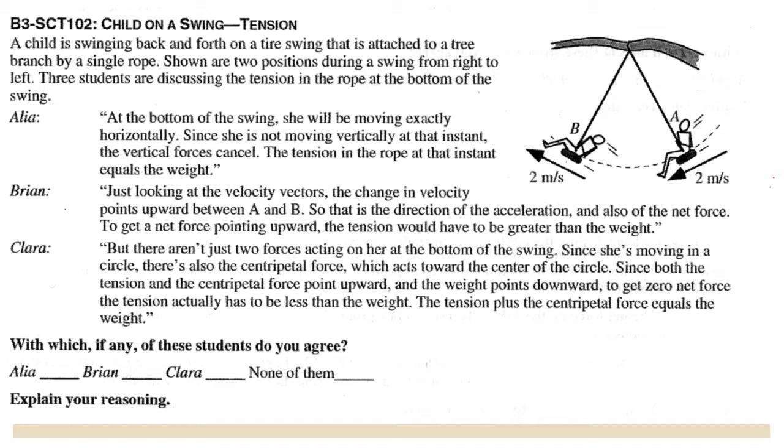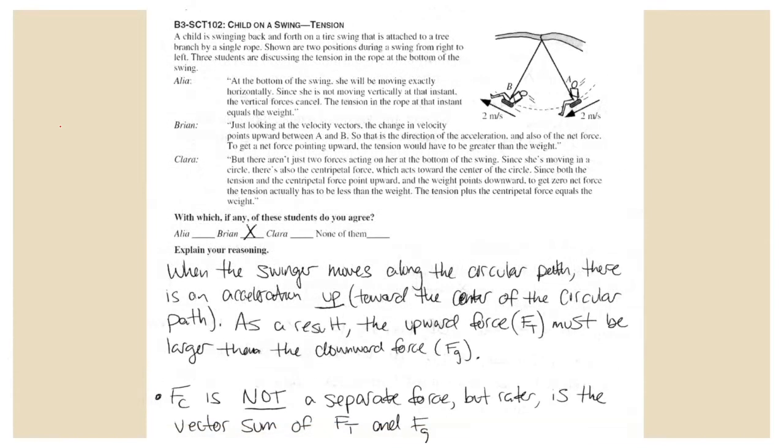Alia and Clara have two fatal misconceptions in their answers. And that makes them wrong. And that means Brian is correct. And so as we can say here, when the swinger moves along the circular path, there is an acceleration up toward the center of the circular path. As a result, the upward force must be larger than the downward force. And I'm just going to write here, so F net is up. Sorry, it's very hard to write on this image for some reason.